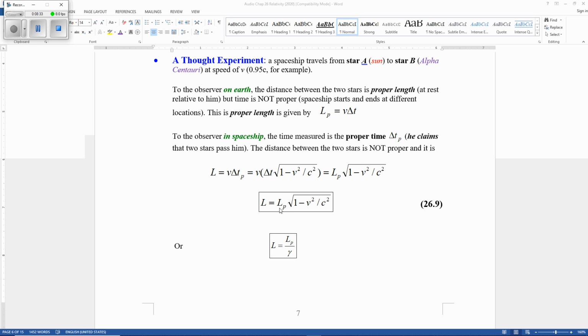So that's why we see the proper length is the longest distance, the longest length, and the proper time is the shortest time. Those are two important conclusions.